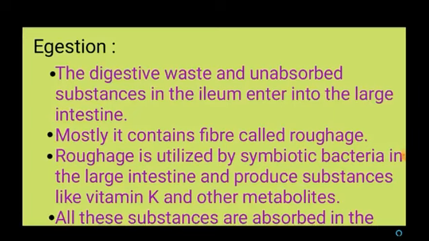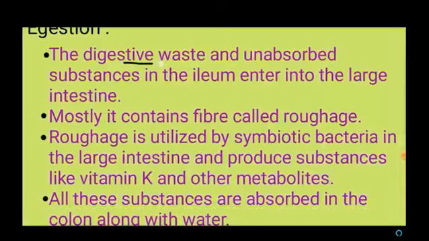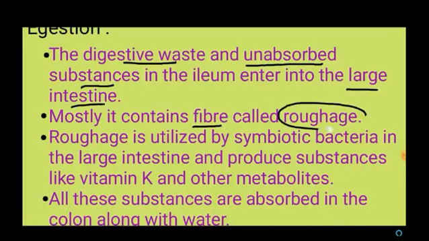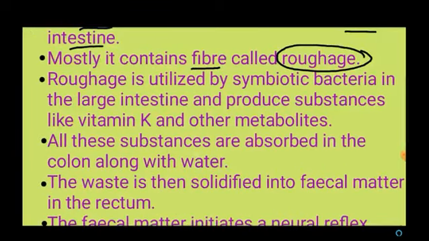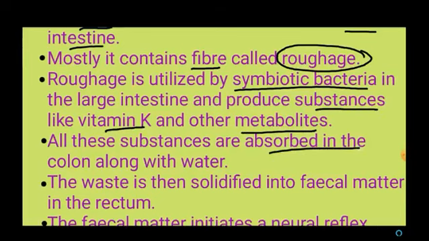Next we are going to see about egestion. The digestive waste and unabsorbed substances in the ileum enter into the large intestine. Mostly these substances contain fiber, which is commonly called as roughage. When this roughage reaches the large intestine, it is utilized by symbiotic bacteria present in the large intestine. These bacteria produce substances like vitamin K and other metabolites which are needed for our body. And all these substances are absorbed in the colon, that is large intestine, along with the water.